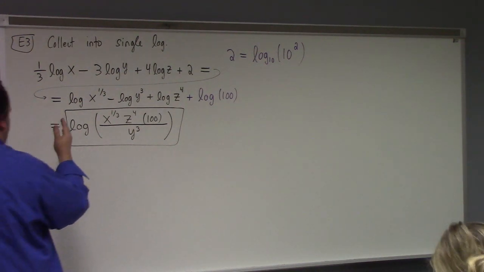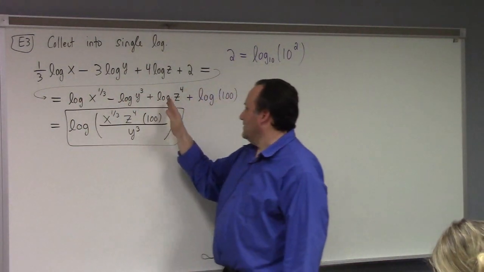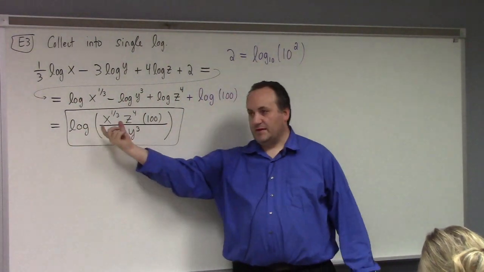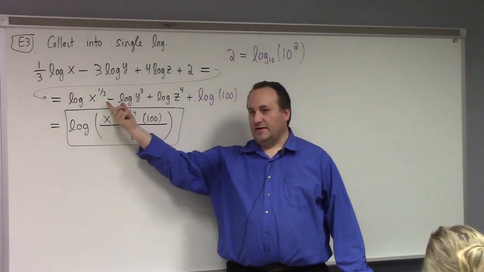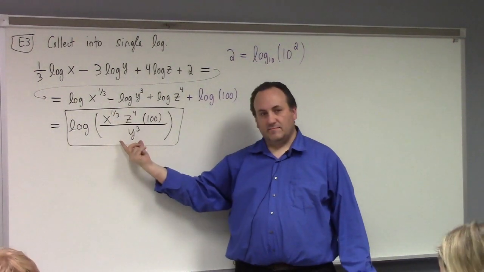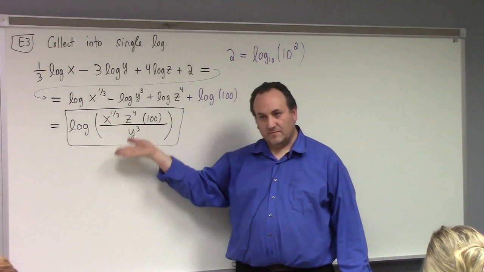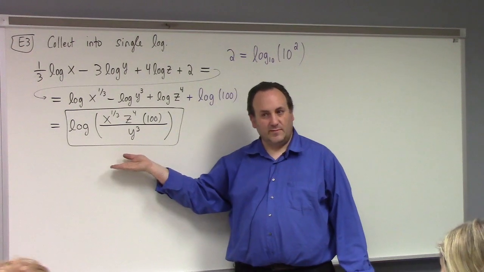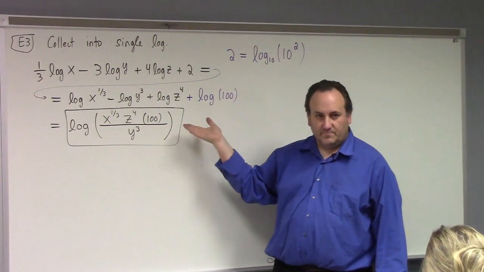Anything that's got a plus on it appears in the numerator multiplied. Anything that's got a minus appears in the denominator as a division. That's the pattern here. All right? Are we good? So there it is.